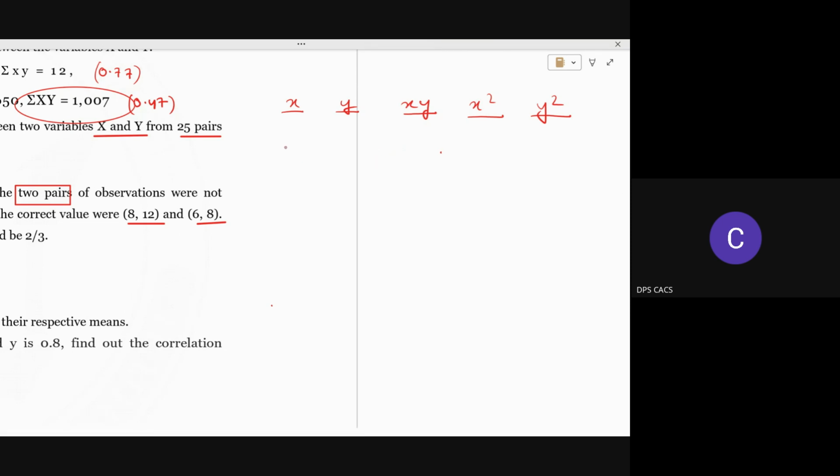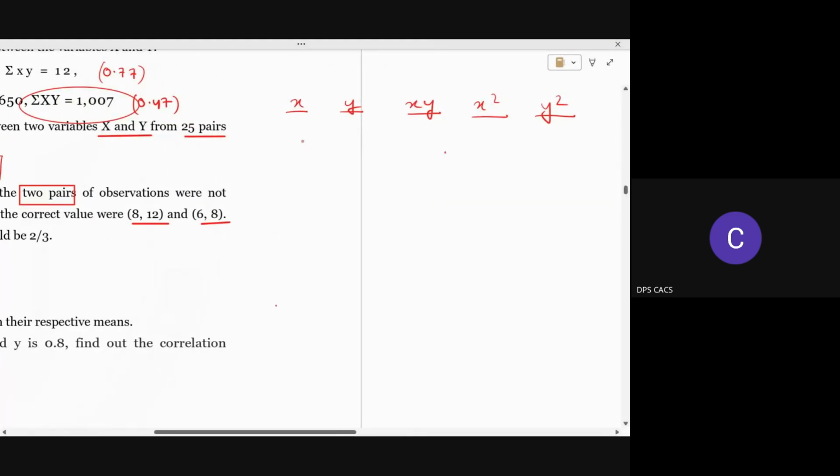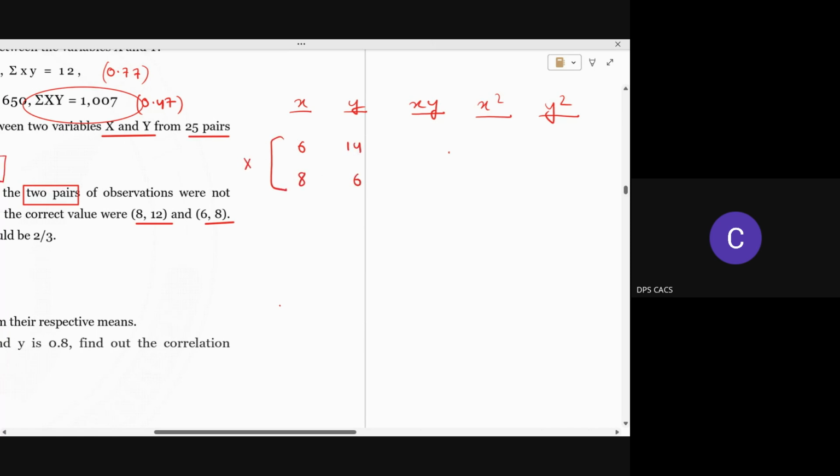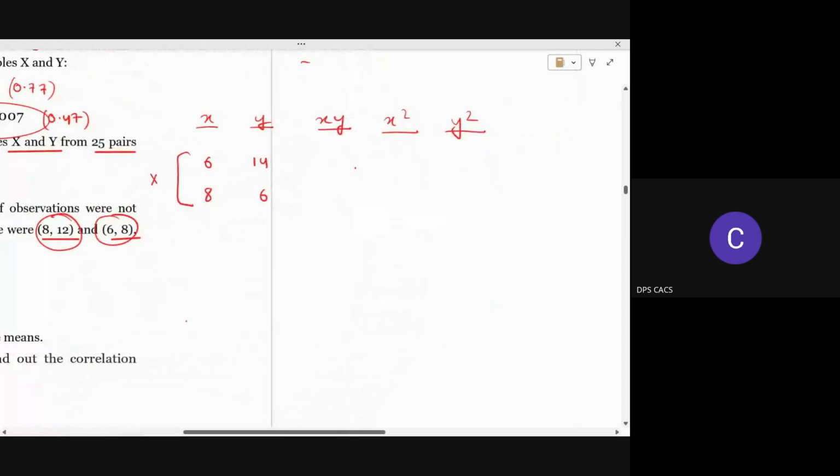In X column, what is my mistake? 6, 14, 8 and 6. All these are wrong figures. Check properly. 6, 14, 8 and 6 are wrong figures. But what are the correct figures? 8, 12, 6, 8. So sir, 8, 12, 6 and 8 are the correct figures. How will I correct? I'll remove the wrong figures, add the correct figures and done.